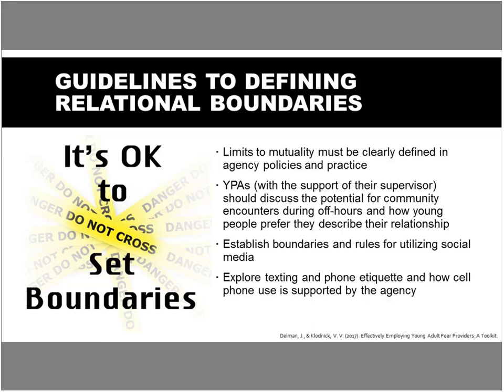The youth peer advocate's relational boundaries with the young person they work with may be impacted by overlapping social networks. Youth peer advocates, with the support of their supervisor, must be prepared to discuss the potential for community encounters during off hours and how young people prefer they describe their relationships. Supervisors should also encourage youth peer advocates to tell them when they run into young people in the community during off hours, to support continued discussions on how to address those situations. By having this as a standard process or procedure and expectation from the beginning, it creates clarity and supports the development of healthy boundaries.